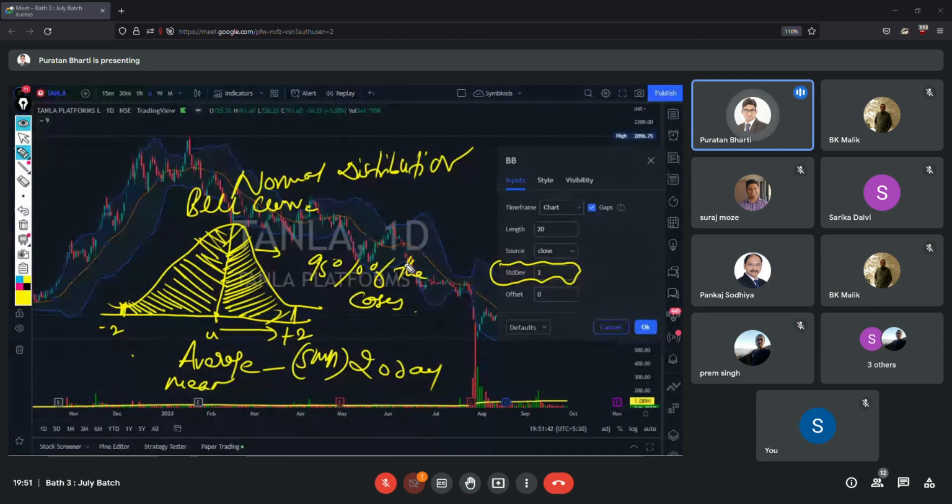In other words, if I just tweak my sentence, all you are going to say is that there is a 95% probability that the stock price may go here, or there's a 95% probability that the stock price may go there.